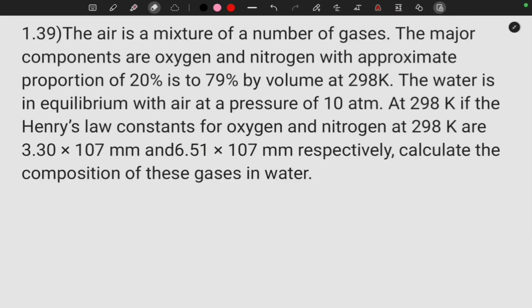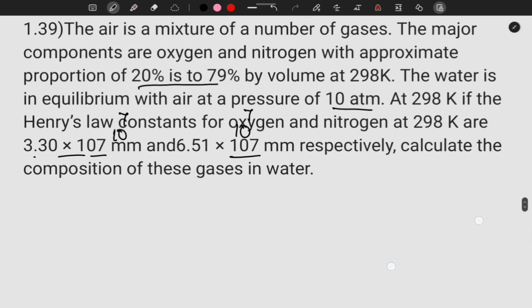Air is a mixture of number of gases. The major components are oxygen and nitrogen with the approximate proportion of 20% to 79% by volume at 298 Kelvin. The water is in equilibrium with the air at a pressure of 10 atmosphere at 298 Kelvin. If the Henry's law constants for oxygen and nitrogen are 3.30 into 10 raised to 7 millimeter and 6.57 into 10 raised to 7 millimeter respectively, calculate the composition of these gases in water.